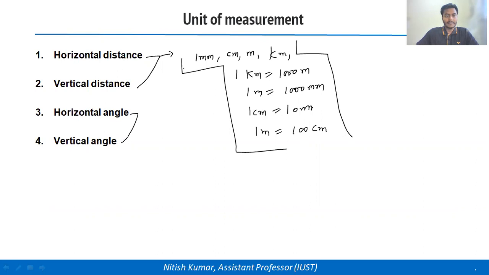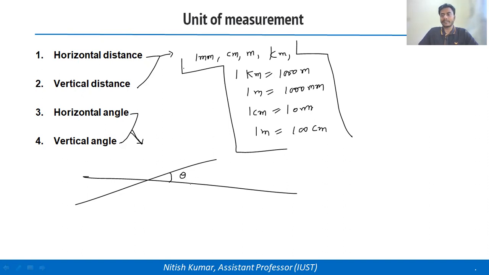Then horizontal angle and vertical angle. When we measure an angle in a horizontal plane, we call it a horizontal angle. When we measure an angle in a vertical plane, we call it a vertical angle. So what is an angle? An angle is the difference of direction between 2 intersecting lines. When this line and this line intersect, the angle between them is theta, and we can measure this theta. So what will be the unit of angle?